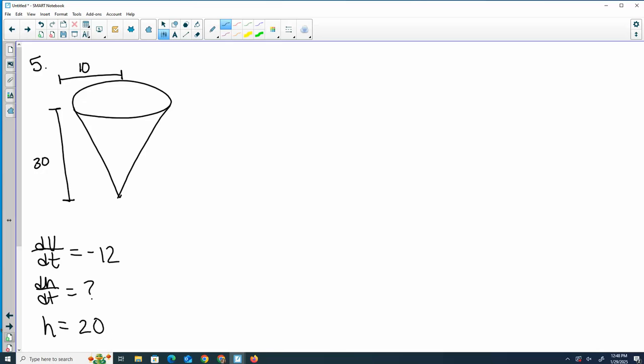Alright, so volume of a cone is what? That's one third pi r squared h. Okay, looking at this, we have a problem. If I do this derivative right now, then we are going to have dV/dt, dr/dt, and dh/dt. We don't have the r. We have no information about r. So I need to get rid of the r before I do my derivative.